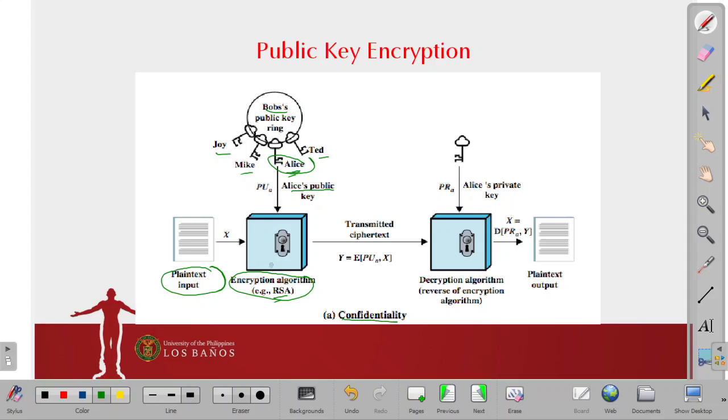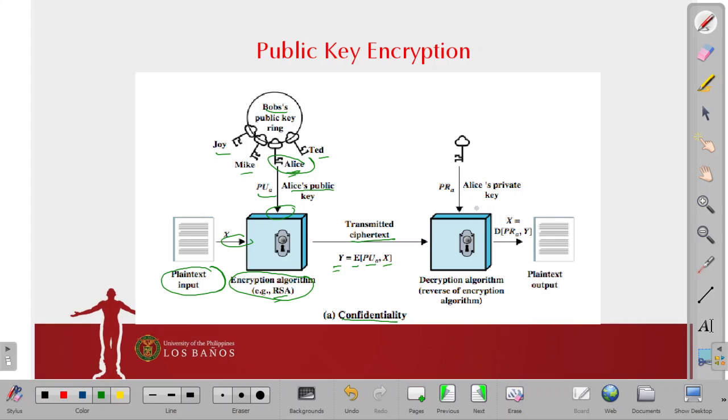So if Bob wants to send something to Alice, what Bob does is get the public key of Alice, which is PU sub A. This will be the key used in the encryption algorithm with the plain text, and you will get the ciphertext. Essentially, the encryption algorithm takes the public key of Alice and the message, and the result will be transmitted to Alice.